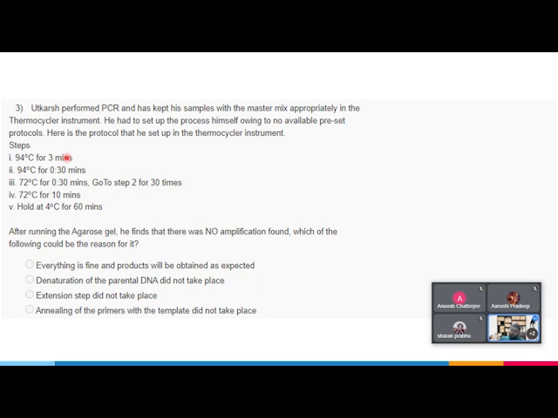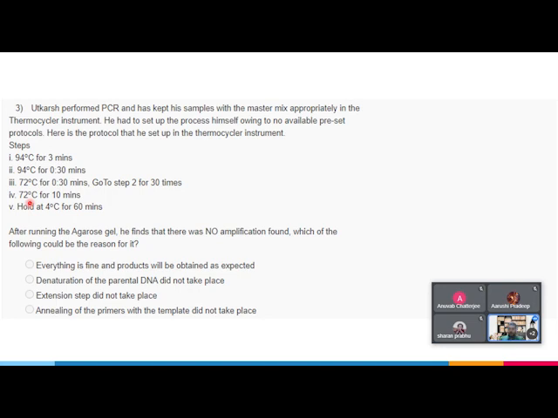He set up 5 steps. The first step being heating the PCR reaction at 94 degrees Celsius for 3 minutes, followed by 94 degrees Celsius for 30 seconds, followed by a 72 degrees Celsius heating for 30 seconds, and the entire program will go back to the second step. That is, it will cycle between 72 and 94 30 times, followed by 72 degrees Celsius for 10 minutes, and then holding the entire solution at 4 degrees for 60 minutes.